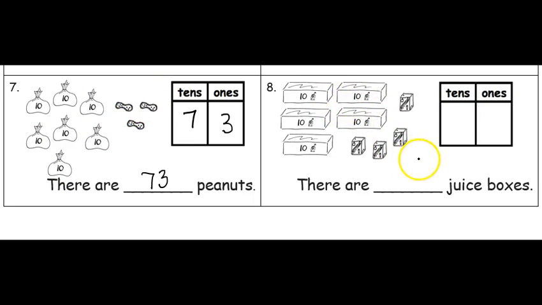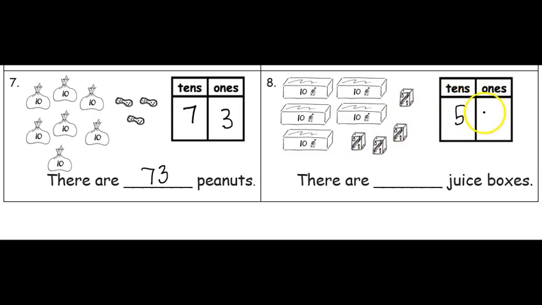Over here I have juice boxes, and the large boxes have 10 juice boxes in them. And again, we can't see them, but the number tells us that. So we'll count how many groups of 10. 1, 2, 3, 4, 5 groups of 10, and then 4 individual juice boxes. That means I have 54 juice boxes in all. 10, 20, 30, 40, 50, 51, 52, 53, 54.